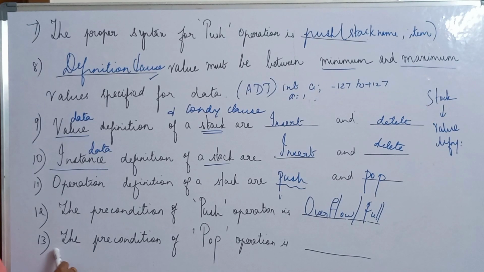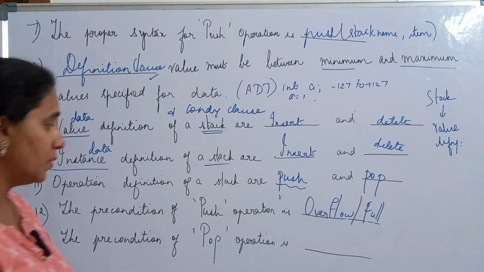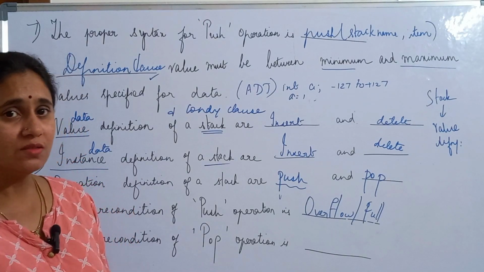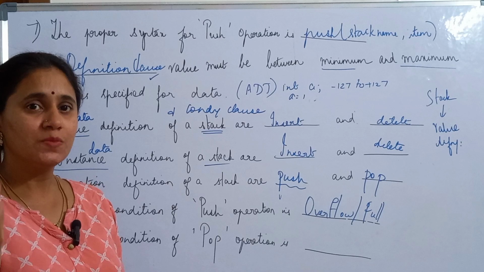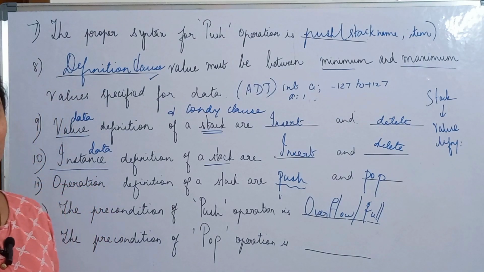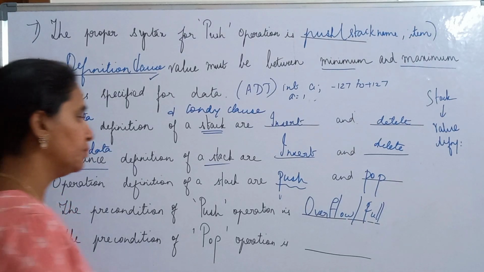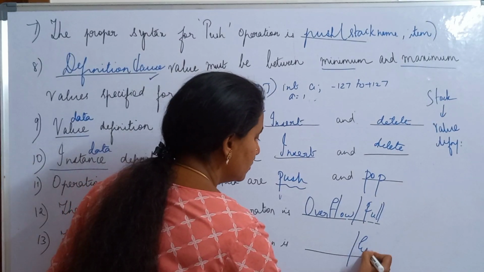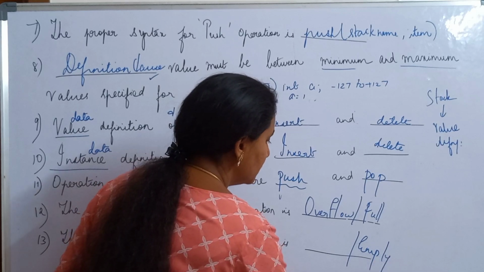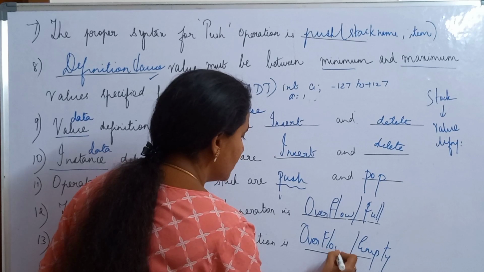Next, what is the precondition of pop operation? For pop operation, the precondition is that only if the data is present in the stack can I delete it, isn't it? So for that, I have to check whether the stack is empty. What is empty? The other name is underflow. Like this, I should check.